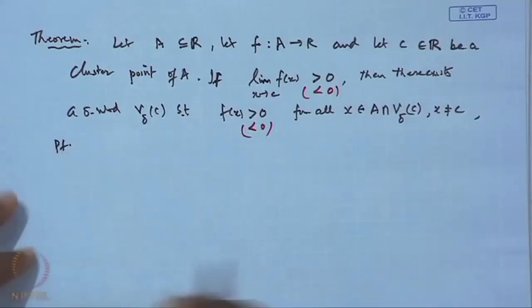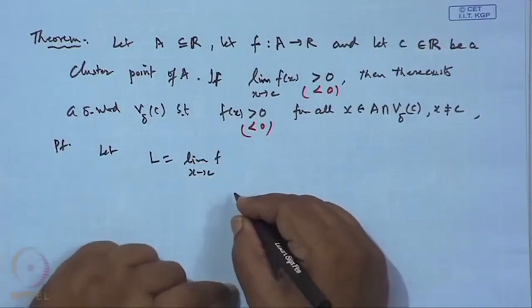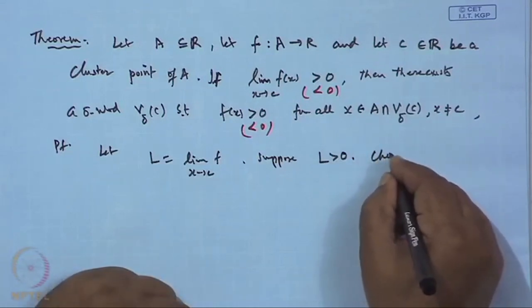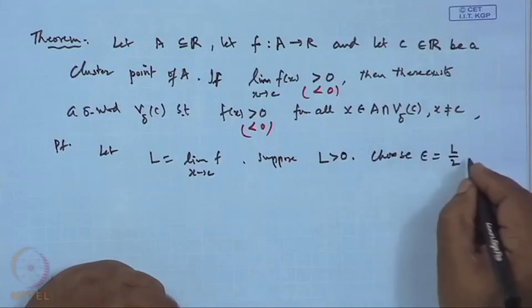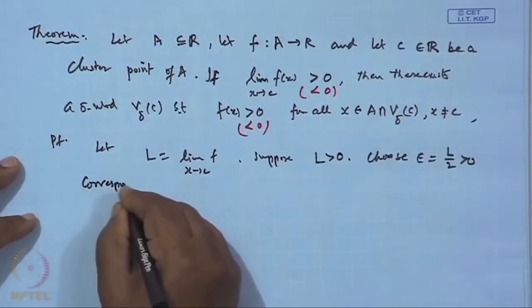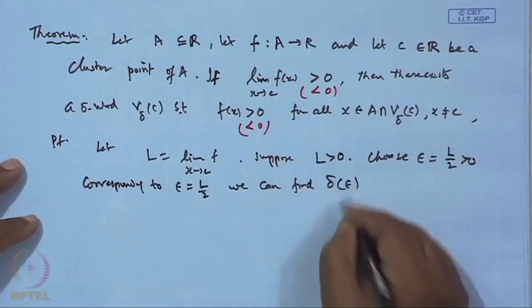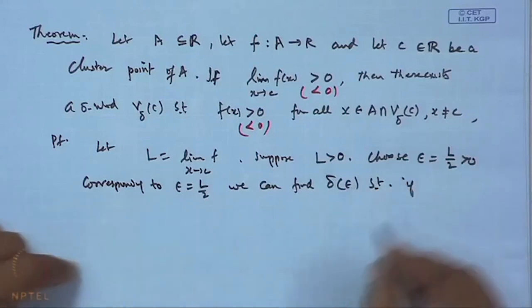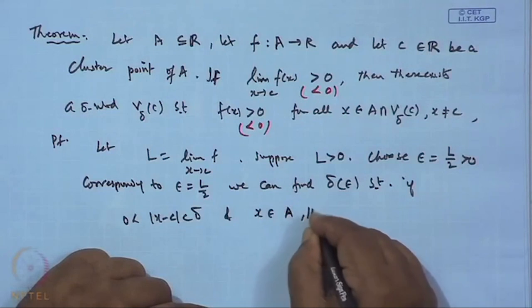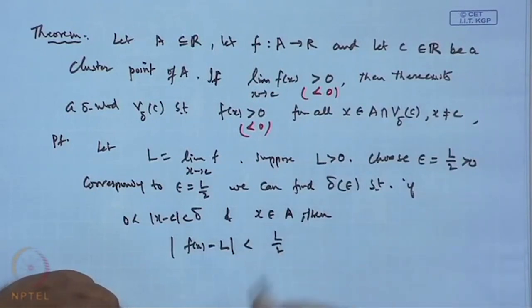The proof is this: let L be the limit of this function f when x tends to c, and suppose that L is greater than 0. Then choose epsilon to be L by 2, because we can take any epsilon greater than 0. Now, use the epsilon-delta definition. Corresponding to this epsilon, which is L by 2, we can find a delta, which depends on epsilon, such that if 0 is less than mod x minus c less than delta and x belongs to A, then |f(x) minus L| remains less than epsilon. Epsilon is what? L by 2.